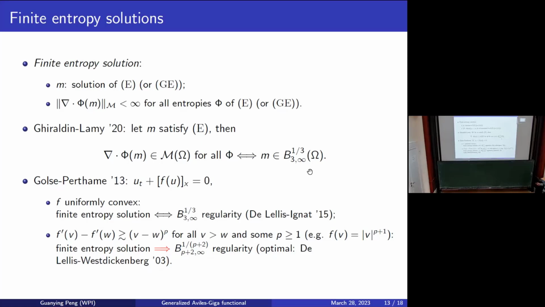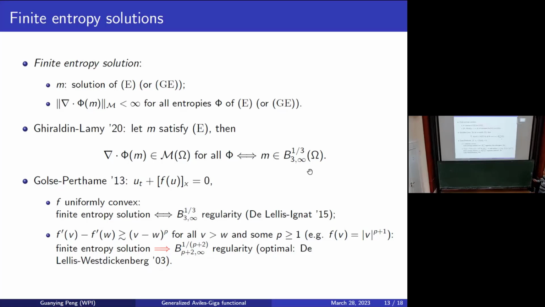So namely f prime of v minus f prime of w is greater than or equal to some constant times (v minus w) to the power p for all v greater than w. So here this power p is greater than or equal to 1. In this case, they established this type of fractional Besov regularity for finite entropy solutions. So by the way, this is an optimal regularity in the sense that there exist finite entropy solutions that do not enjoy better regularity. So this was observed by Eikonal and Westickenberg back in 2003.